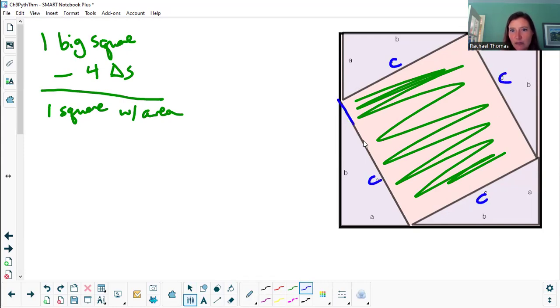Now I find the area of a square by taking one side and multiplying it by the other, and that's the area of any rectangle. So I'm going to say with area C times C, which would equal C squared.